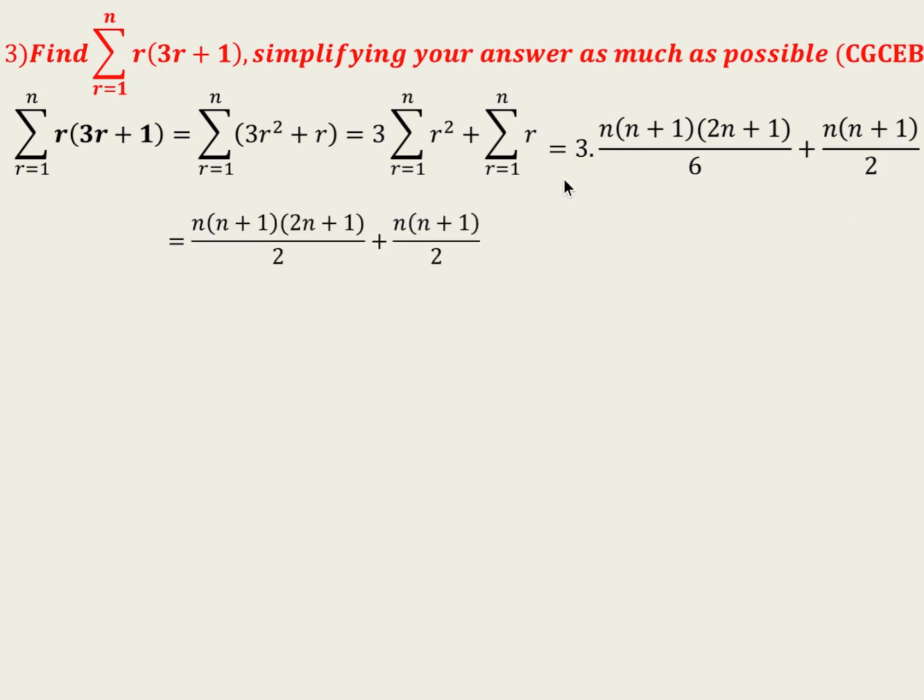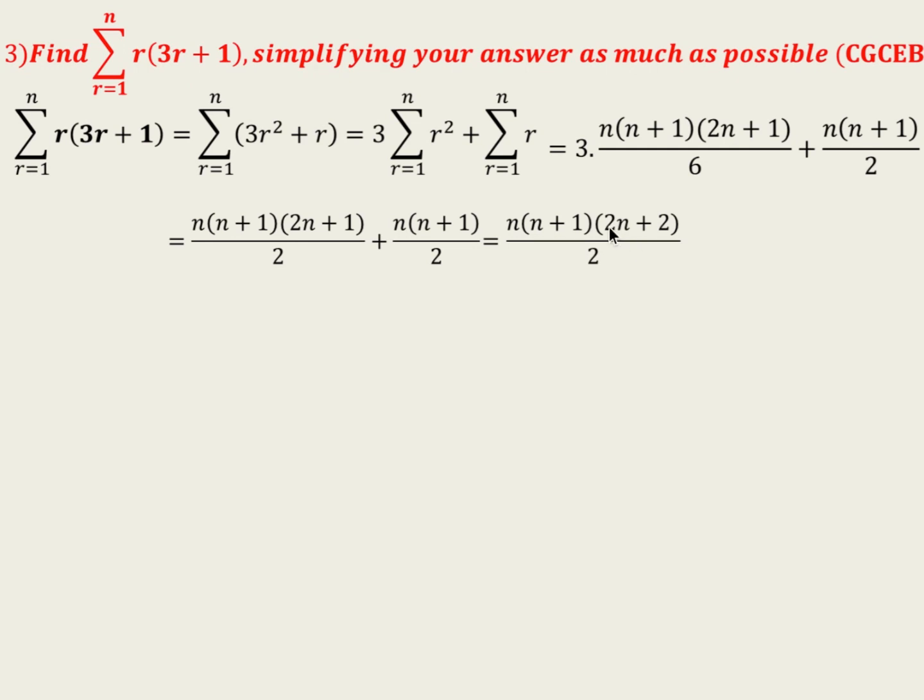So in the next step, when you cancel 3, you'll get n into n plus 1 into 2n plus 1 over 2 plus n into n plus 1 over 2. And proceeding, we can see that n into n plus 1 over 2 is common. Overall, when you divide each term by the common factor n into n plus 1 over 2, you will get 2n plus 1, which now gives 2n plus 2.